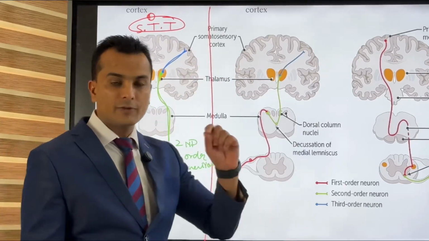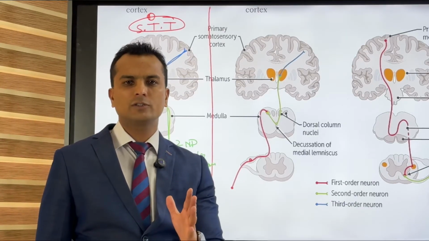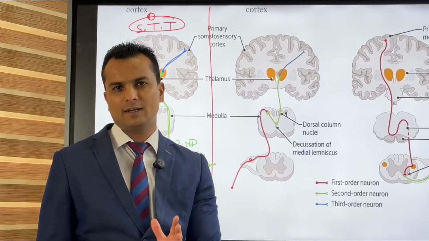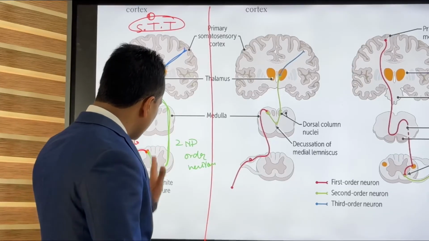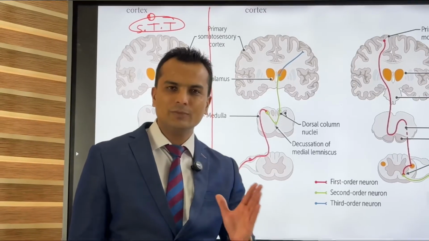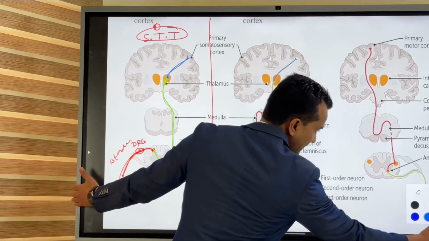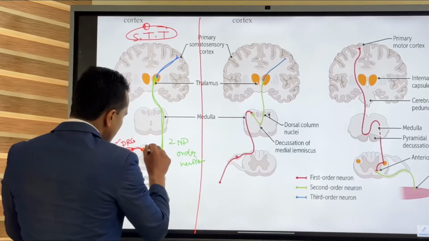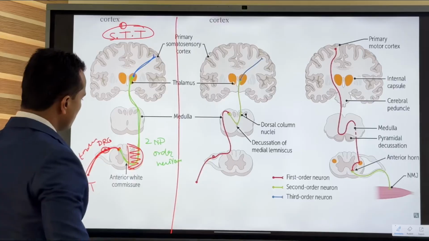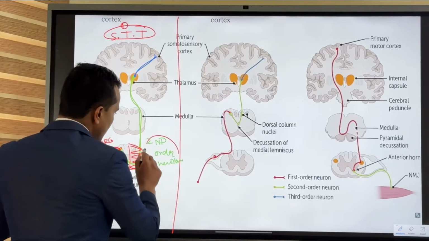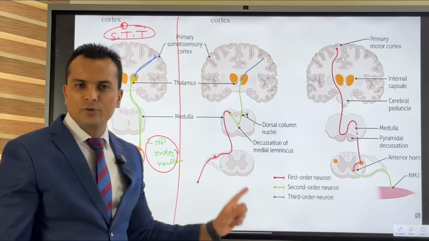Now, if you remember, in the first part I explained Brown-Séquard syndrome. Brown-Séquard syndrome is the hemisection of the spinal cord, where half of the spinal cord function is impaired. So that injury is at the level of the spinal cord. Suppose half of the spinal cord is injured here. It means injury to which order neuron? The second order neuron of the spinothalamic tract in Brown-Séquard syndrome.